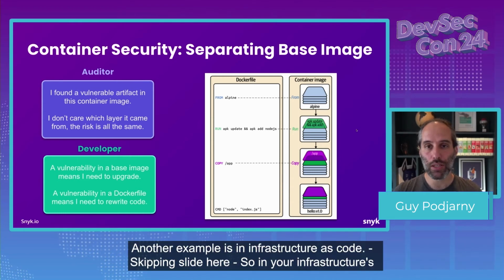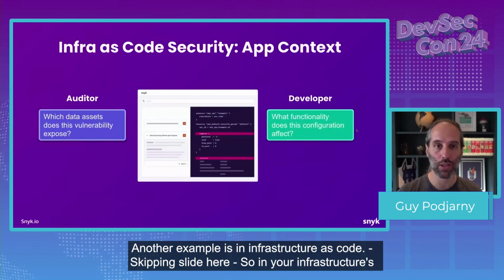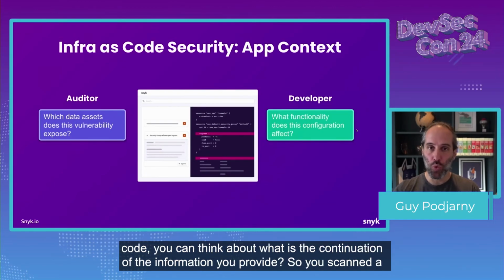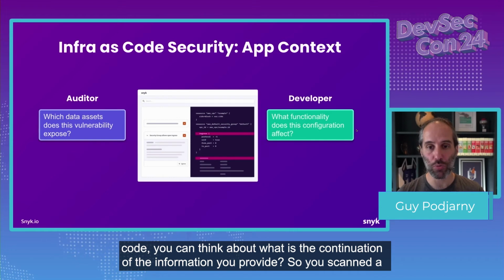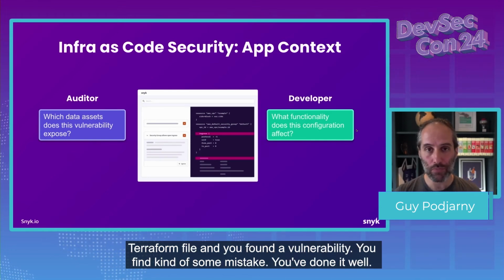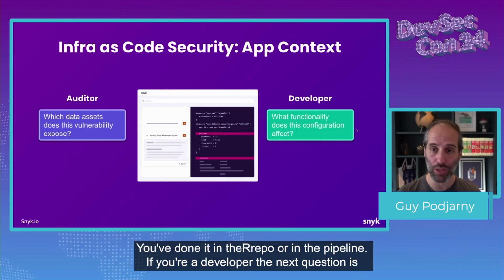Another example is in infrastructure as code. So in infrastructure as code, you can think about what is the continuation of the information you provide. Say you scanned a Terraform file and you found a vulnerability. You found some mistake. You've done it well, in the repo or in the pipeline.